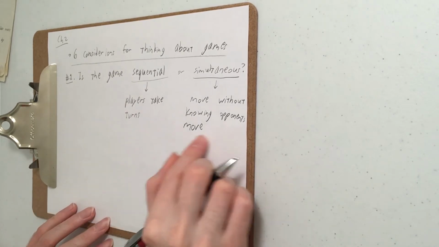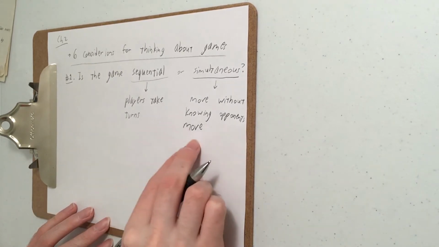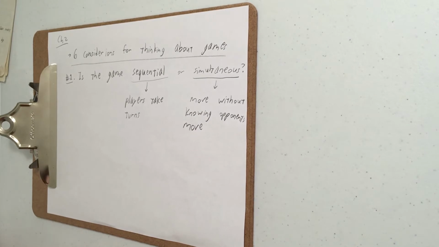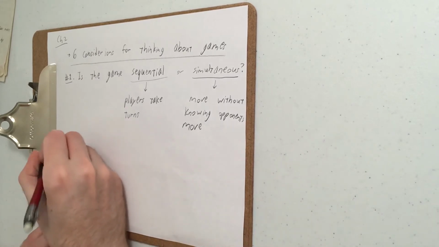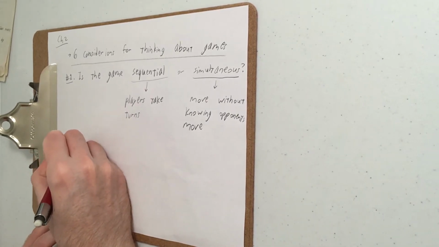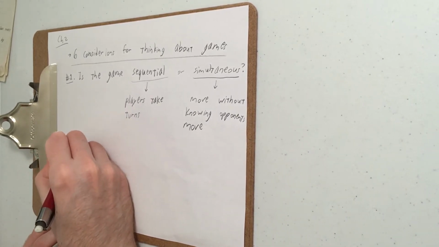So we'll develop some separate tools for looking at each of these two kinds of games, and then later on, I believe it's in Chapter 6, if I'm recalling properly, we'll reconcile and find a common framework that works for all kinds of games. So, first consideration, do the players take turns or do they not take turns?